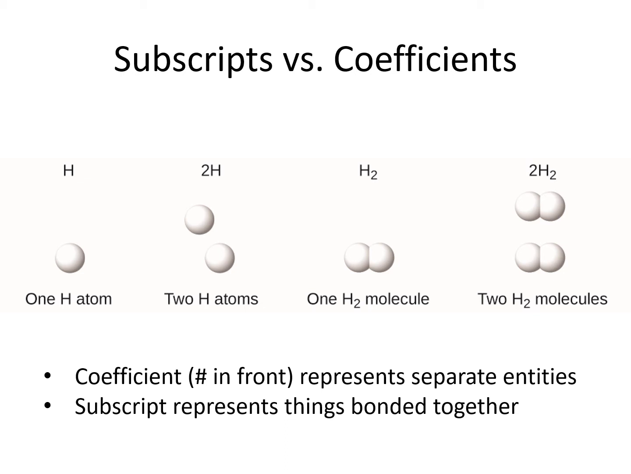A subscript in a molecular formula indicates that those elements are bonding. For example, H2 indicates that 2 hydrogen atoms are bonding together. If we wrote 2H2, that would mean that we had 2 separate hydrogen molecules, each with 2 hydrogen atoms bonding together.